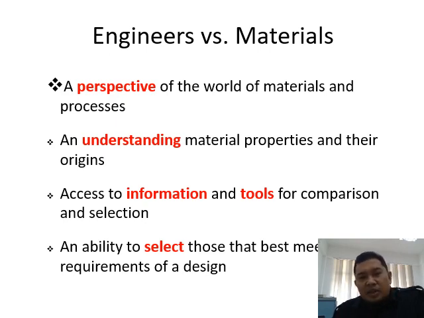Access information, you need to know how to get the information. Information and tools for comparison and selection, which is how to get the MSDS. For example, if you buy a chemical, you need to know the material safety data sheet and so on. And then the ability to select the best materials depending on the design requirement.